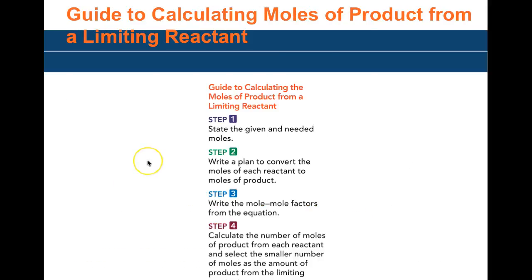So again, look at what's given. What do you need? Write out your plan, write out all the conversion factors, the mole factors, and then calculate the moles of product that you can get from each reactant, all right? So the smaller number of moles of product that you can get, that is coming from the limiting reactant.